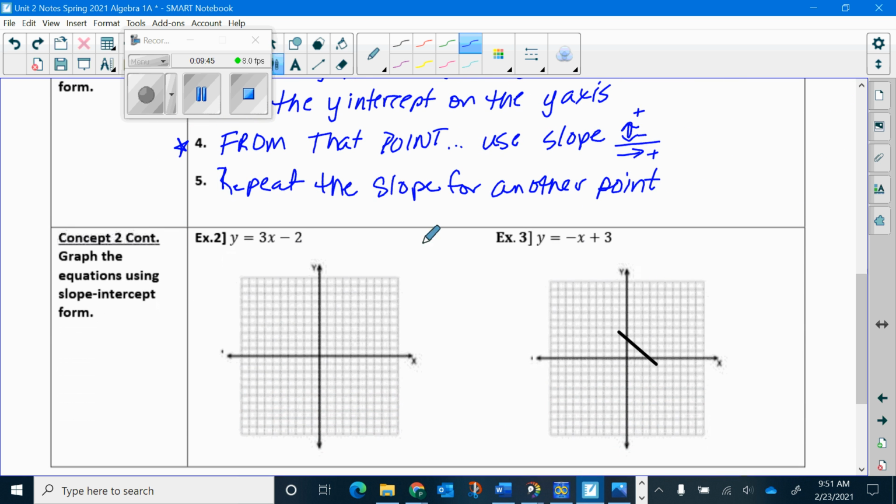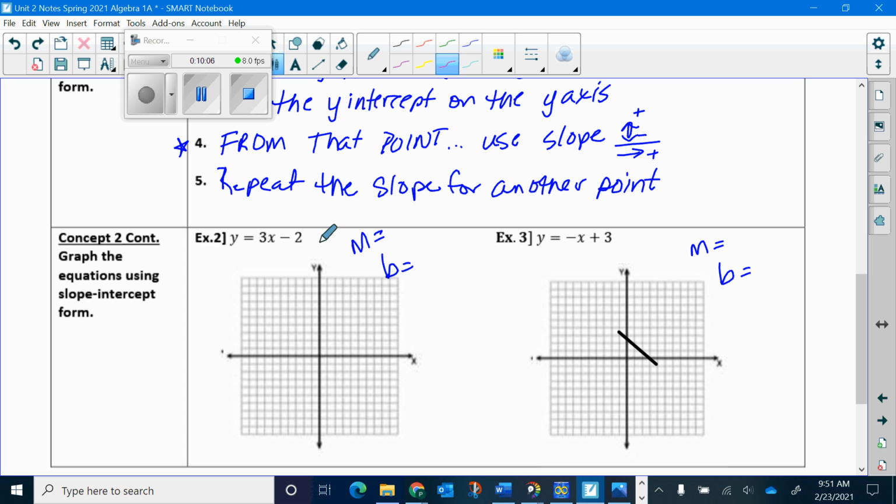So down here I have y equals 3x minus 2. And I have y equals -x plus 3. So pause me and try them on your own. Identifying the slope, the y-intercept. So pause me.